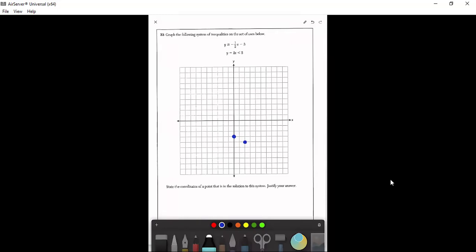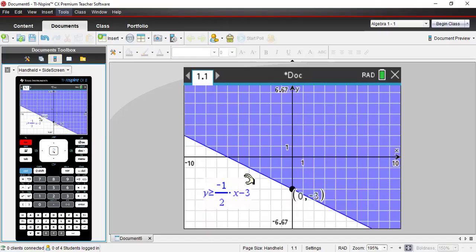Now, what I need to figure out is, is this going to be a solid line or a dashed line? The way I do that is I just hover over the line. It looks like it's solid. The other reason I know that is because it has greater than or equal to. Because of the equal to, that's why it's a solid line. So now I am going to grab my ruler and draw the best line that I can going through these 2 points. So I'm going to go like this, and then I'm going to shade above it. So everything above it.